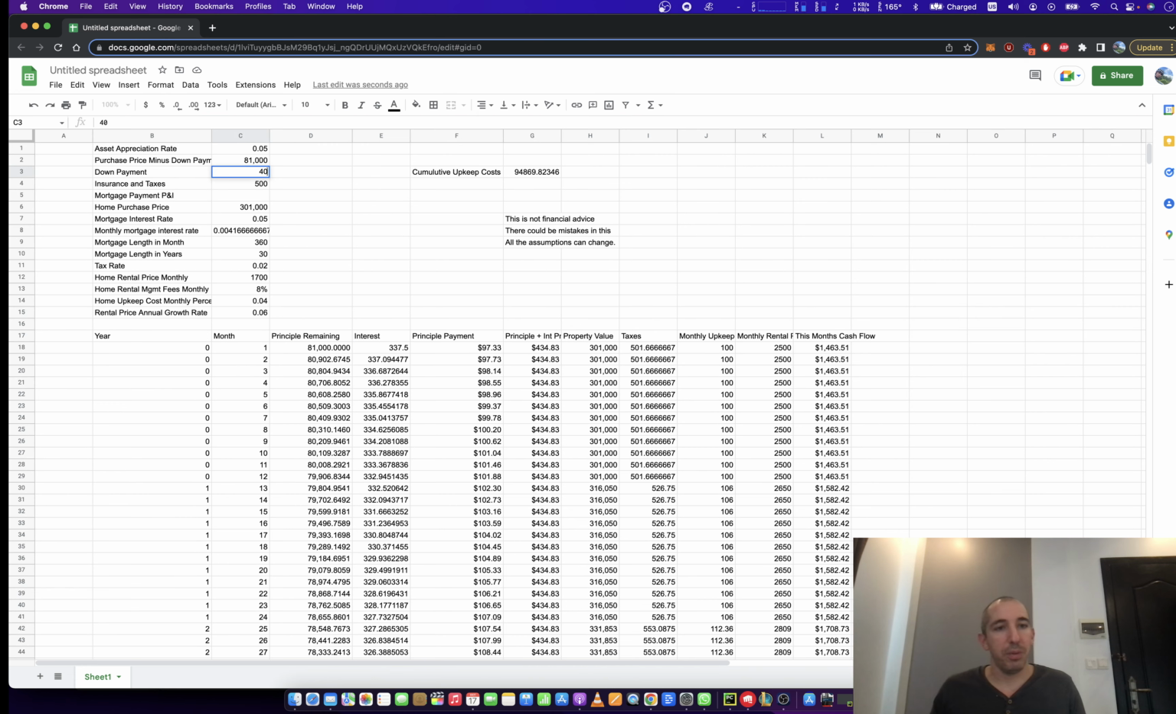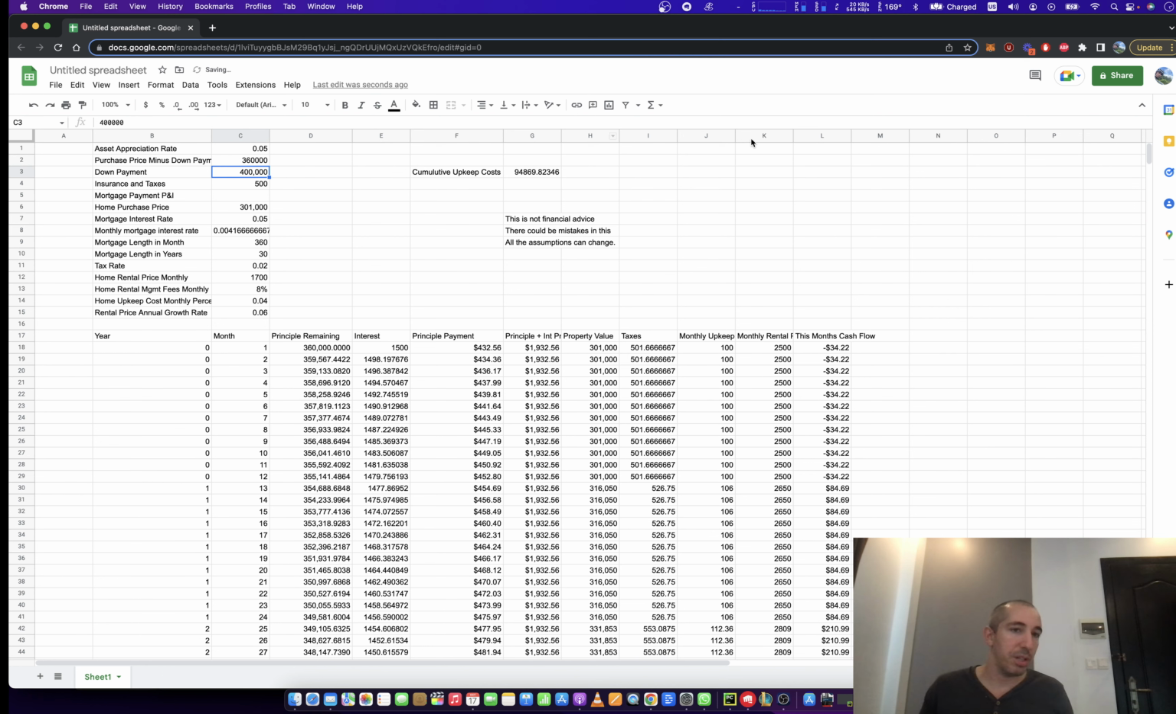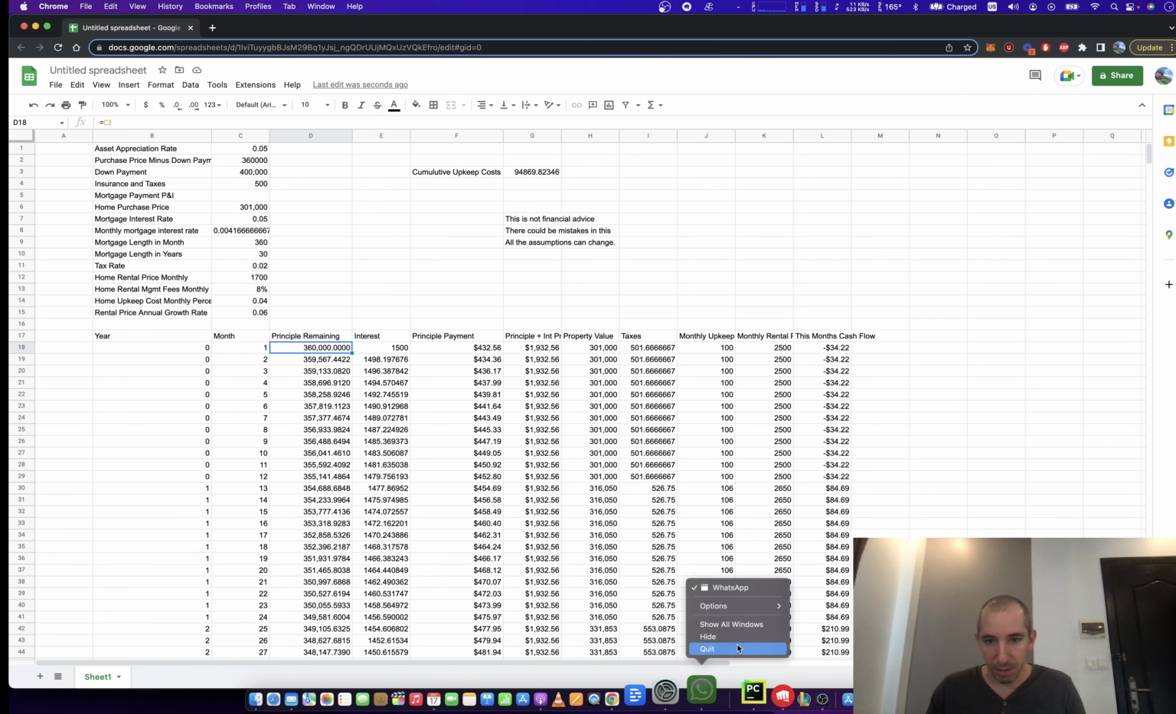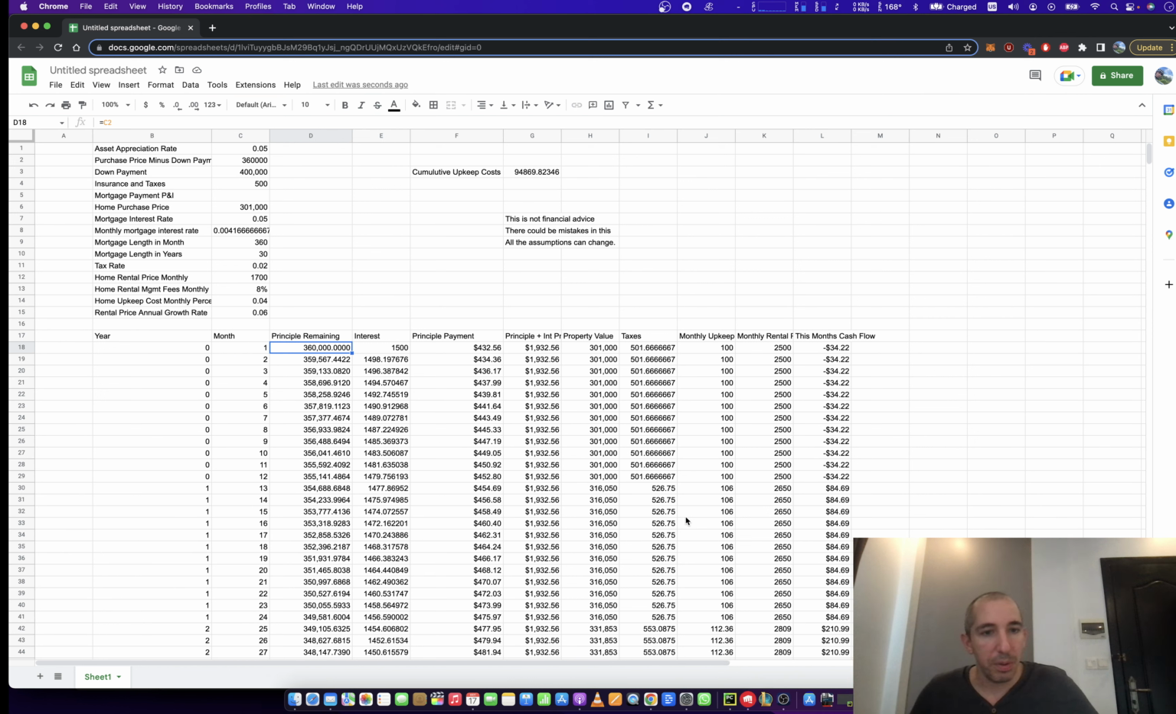So let's analyze a $400,000 house, and the purchase price minus the down payment is going to be $360,000. So it's a $40,000 down payment. So in month 1, there's going to be $1,500 of interest, a $432 principal payment for a combined principal and interest payment of $1,932. The property value is going to remain constant throughout the year.